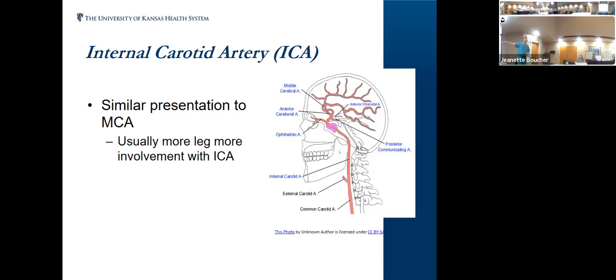It'll also affect the anterior cerebral arteries on these types of strokes. The anterior cerebral arteries come up and over your head like this and they supply the blood to the brain that controls your legs. So you can have really significant weakness of your leg in the carotid artery occlusions.